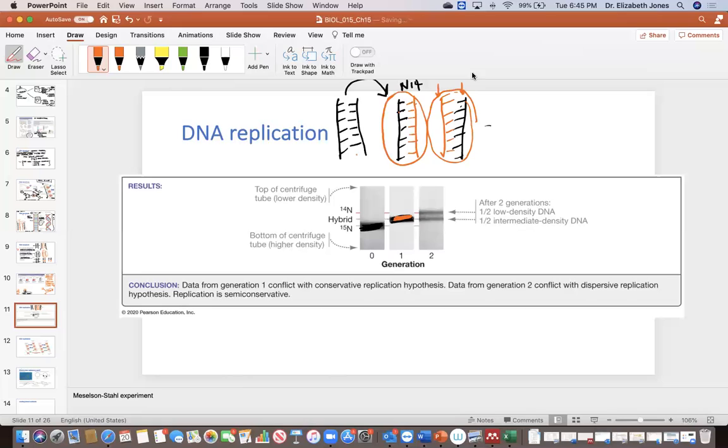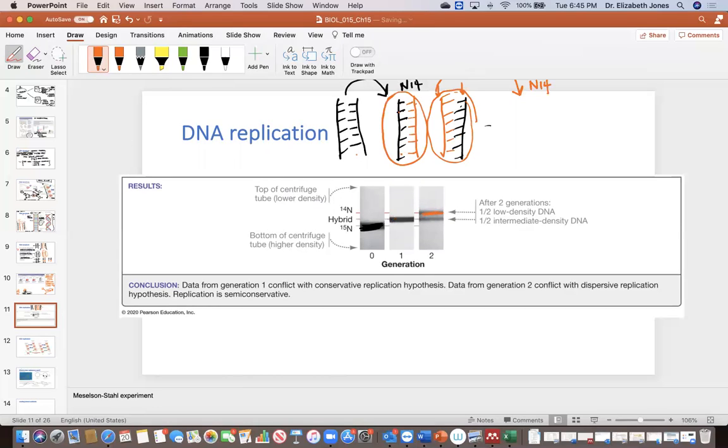Now, they went and let this go on. They continued to let these grow in light nitrogen solution. And they centrifuged the DNA one more time. And what did they get? Well, they got 2 lines this time, okay? One of the lines was right here. These are of equal size, and then one was even higher up. How can we explain that?